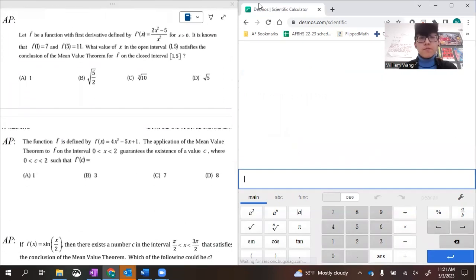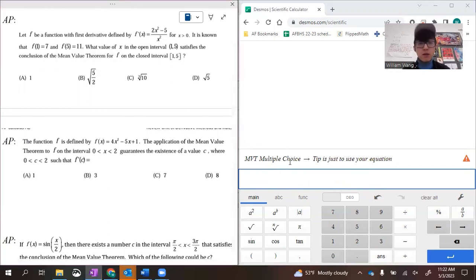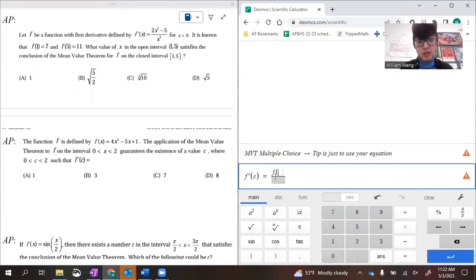Number 1. All right, let f be a function with the first derivative defined by this. It is known that f of 1 is equal to 7 and f of 5 equals 11. What value of x in the open interval from 1 to 5 satisfies the conclusion of the mean value theorem for f on the closed interval 1 to 5? If it's a multiple choice question, my tip is just to use your equation. They say mean value theorem, so I'm just going to jump to my equation. It's the derivative is equal to the average rate of change.